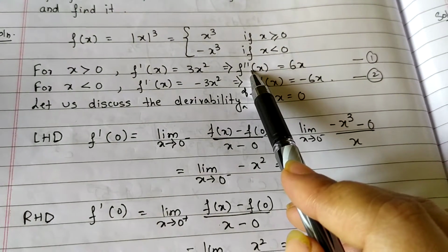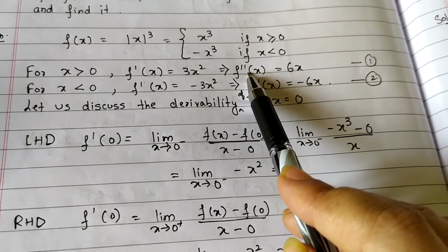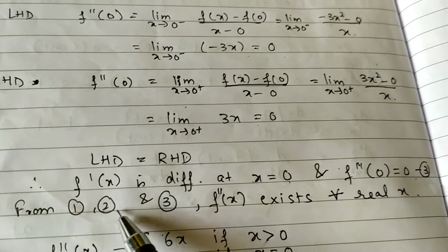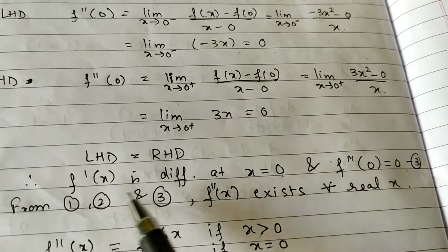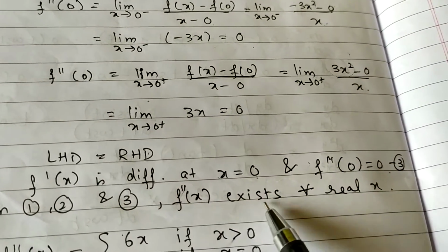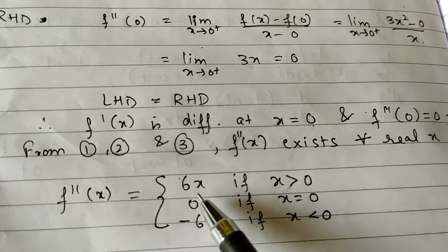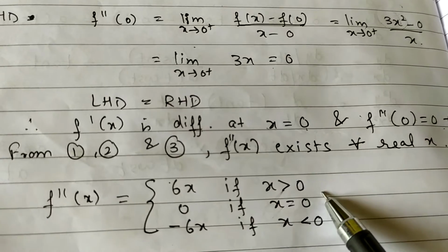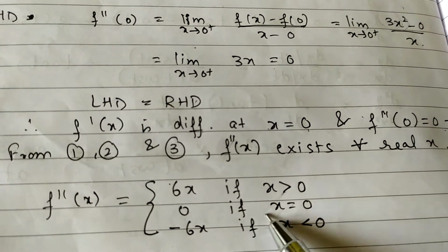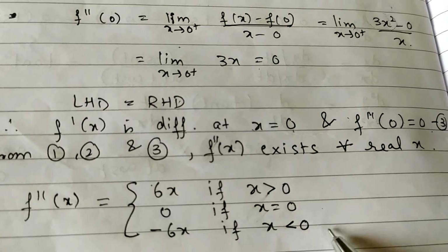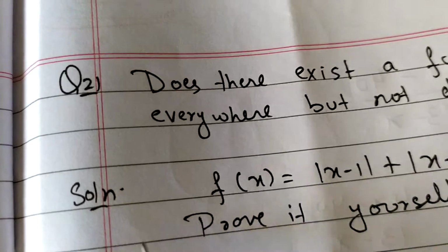We have already told that the function is differentiable for x greater than 0, for x less than 0, and where the definition is breaking at x equal to 0 also it is differentiable. This is my 3. So from 1, 2 and 3, f double dash exists for all real x, and what is it? f double dash x is equal to 6x if x is greater than 0, it will be equal to 0 if x is equal to 0, it will be equal to minus 6x if x is less than 0. So this is it.